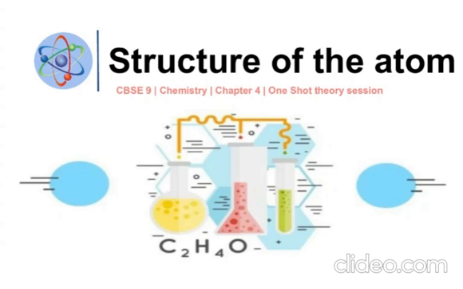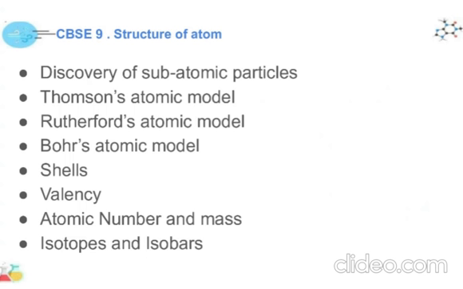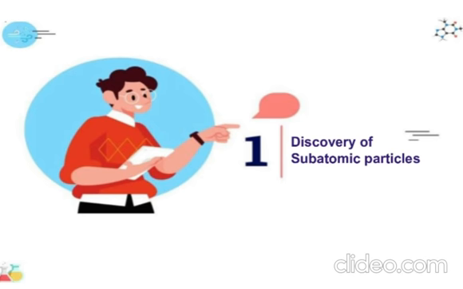And today we are going to do a one shot theory session on the chapter Structure of Atom. So let's understand what all things we are going to cover. We are going to understand about the discovery of subatomic particles, Thomson's, Rutherford's and Bohr's atomic models, shells, valency, atomic number and atomic mass, as well as isotopes and isobars. So let's get started. Now our first topic is the discovery of subatomic particles.